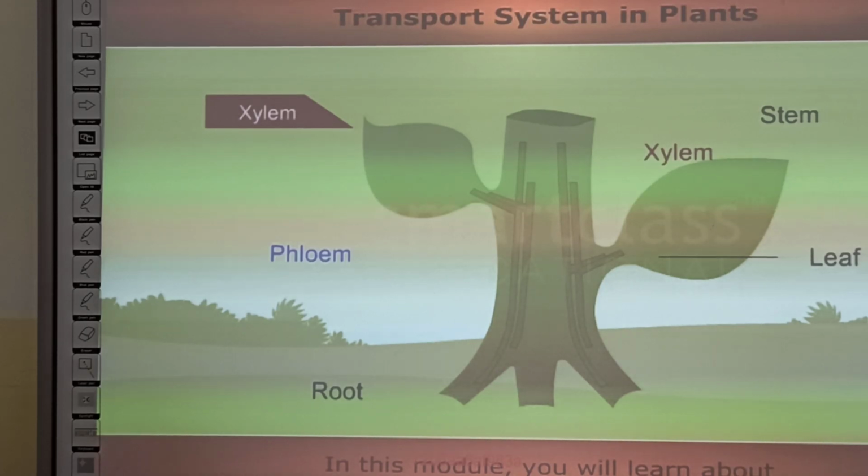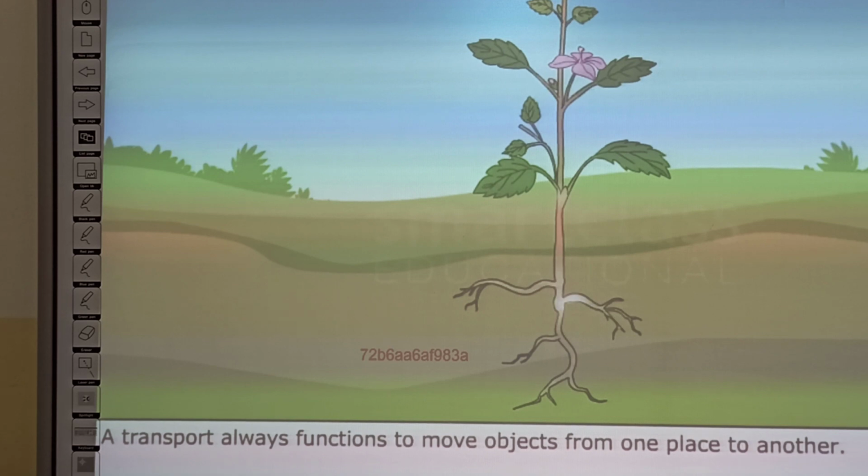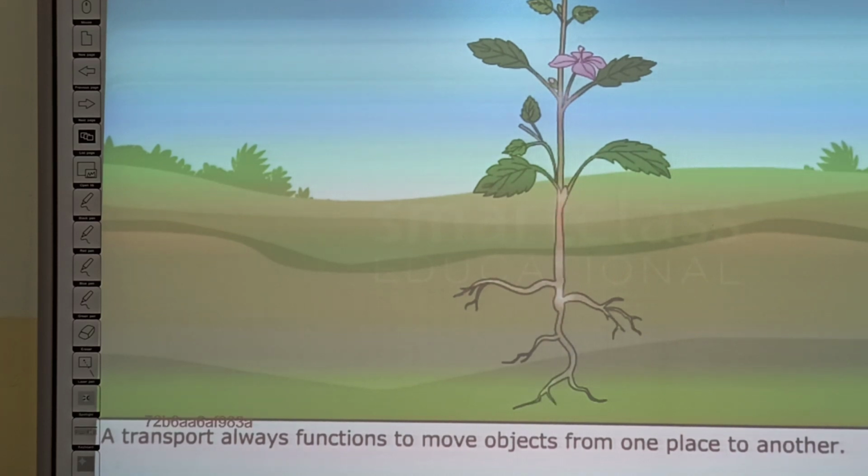In this module, you learn about the transport system of plants. Like human beings, plants also need a transport system. Can you guess why? Well, here's a hint. Any transport will always function to move objects from one place to another.